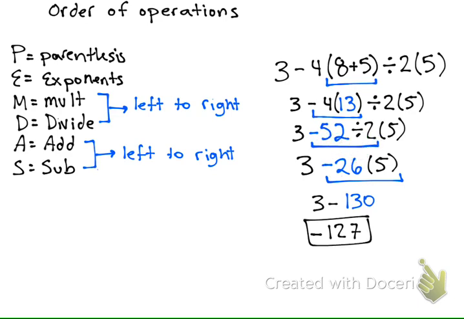All right, so let's try another one. We have 2 minus 8 times 3 plus 6 divided by 2 times 3. So with this one, we don't have any parentheses. We don't have any exponents. So we're going to go straight down to multiply and divide from left to right.